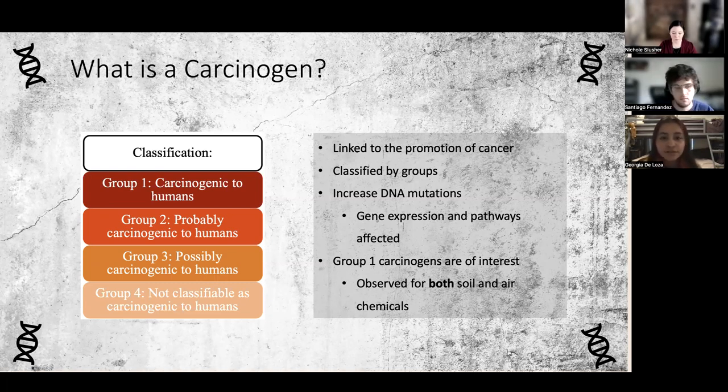Carcinogens can be categorized into 4 groups, as seen on the slide. Group 1 refers to substances that are confirmed to be carcinogenic to humans and thus are linked to the formation of cancers. Group 2 handles substances that are probably carcinogenic to humans, and Group 3 are those which are possibly carcinogenic. Finally, Group 4 refers to substances that are not classifiable as carcinogens. As we discuss chemicals and fine particles in the air and soil further, we will discuss specific substances, and many of these are classified as Group 1 carcinogens and are linked to cancer development in humans.